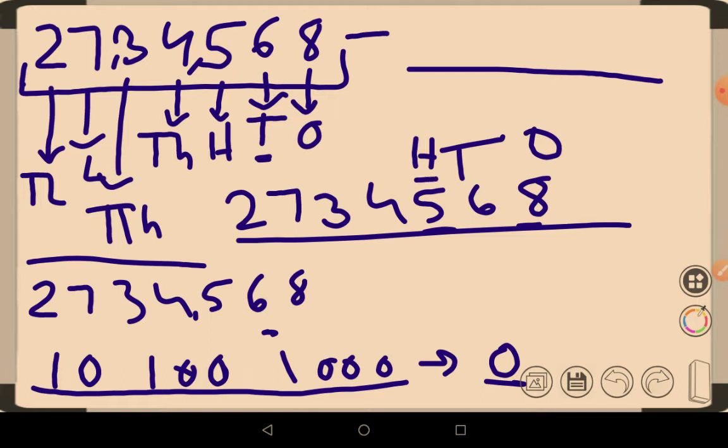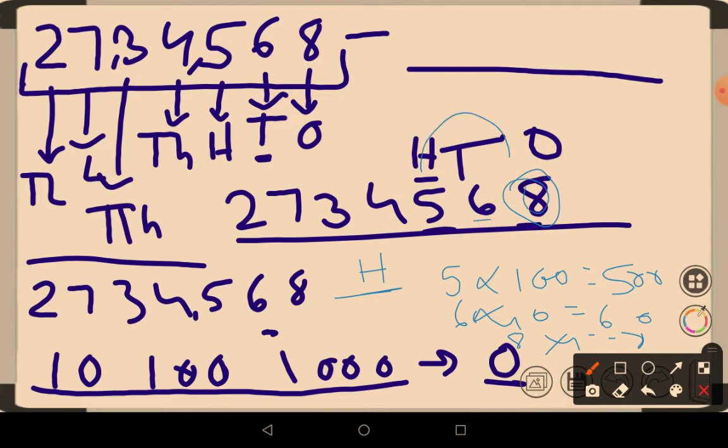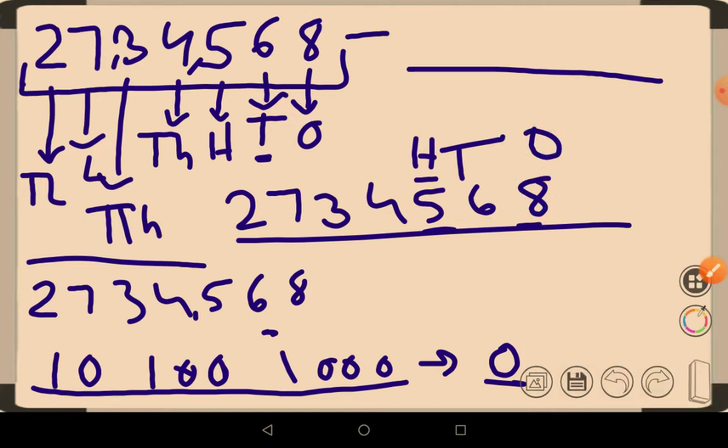But it has the 100 value, children. So it will be 5 times 100, which is 500, and 6 times 10 equals 60, and 8 times 1 equals 8. We know that. So I can choose 8. 8 is also smaller than 6 because here 6 represents the tens and over here it represents only 1. So I can use that one. So now I choose 8.